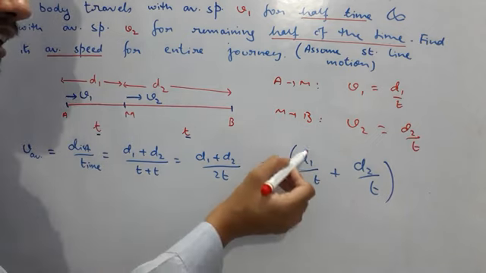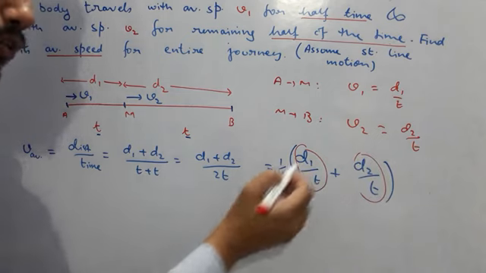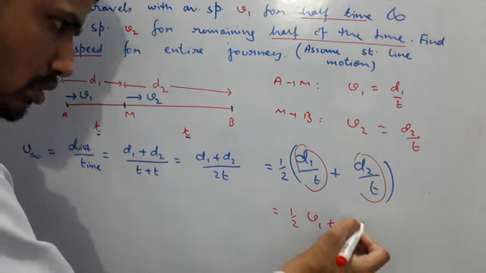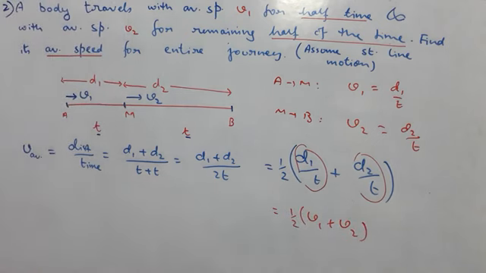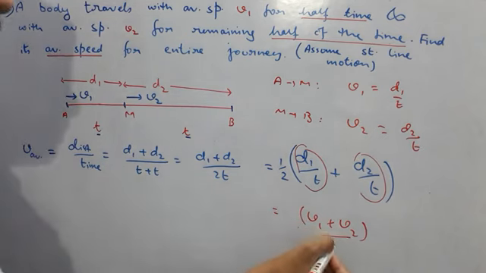So d1 by t is v1 and d2 by t is v2. So this becomes half of v1 plus v2. That is the answer. The average velocity will be (v1 plus v2) by 2. You can write like this.